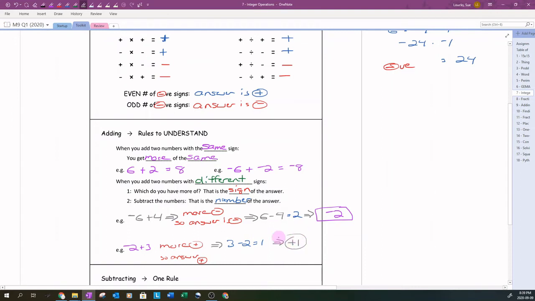Okay? Now, we don't need to write the plus. We just write that as 1. Mathematicians are lazy. We don't write anything more than we have to. So we don't write the plus sign. The plus sign is implied. Okay. I want you to think about this if we have a number line.